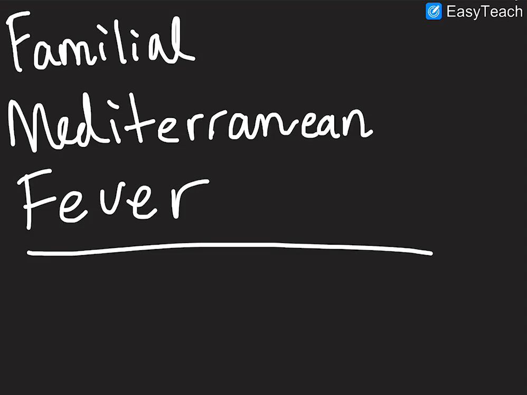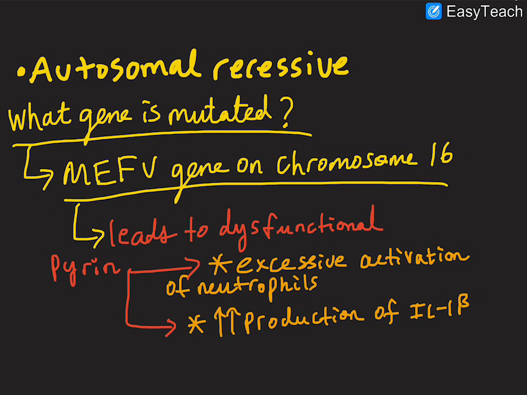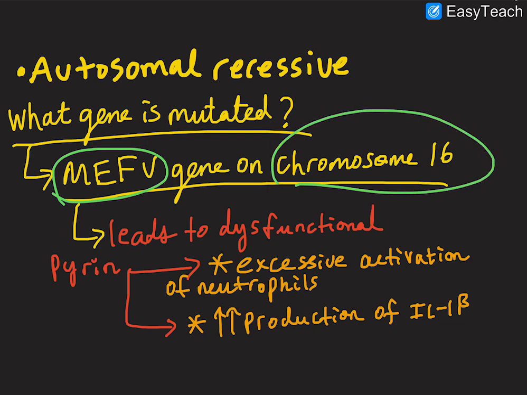In this video, we're going to be talking about familial Mediterranean fever. Familial Mediterranean fever is actually autosomal recessive, so you need two copies of the mutated gene in order to get this disease. Where is this gene located? It's on chromosome 16, and the gene is the MEFV gene, specifically. Again, it's on chromosome 16, and this disease is autosomal recessive. So the MEFV gene from your mother has to be mutated, and the MEFV gene from your father has to be mutated. So you need both copies of this gene to be mutated in order to have it.